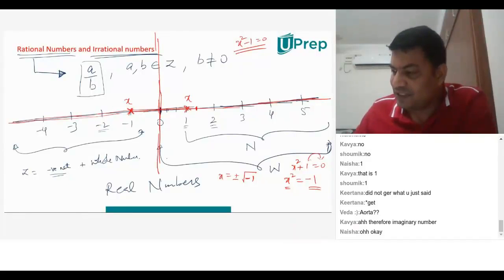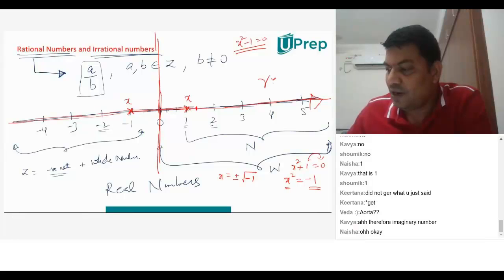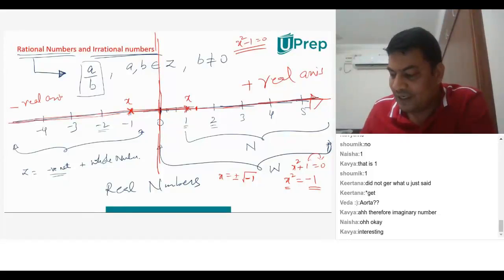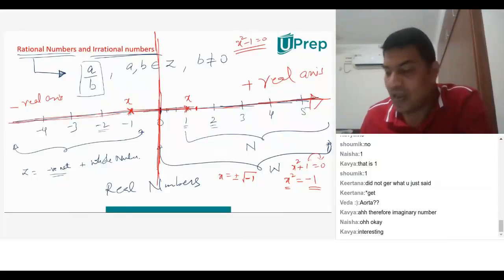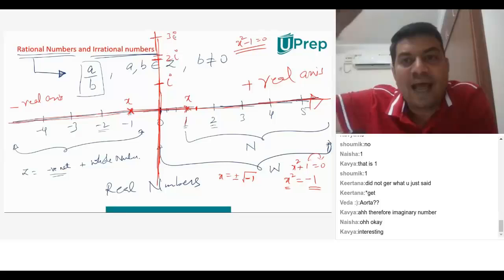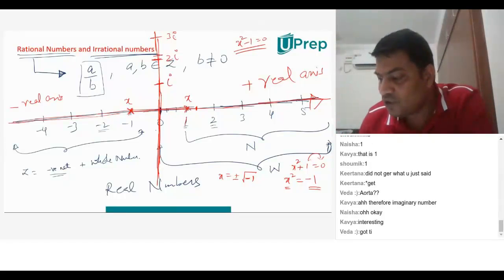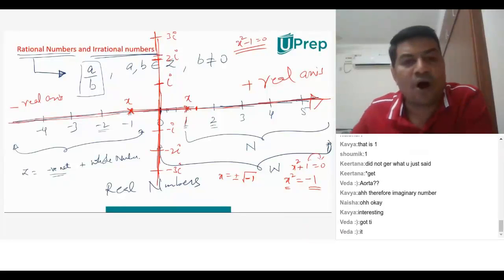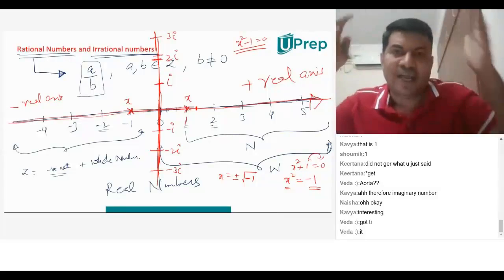I'm just defining this. If this is called the real axis, this is the positive real axis, and this is the negative real axis, on the negative side. What they did is they created an imaginary axis. Like 1, 2, 3 on this line, they created i, 2i, 3i, and so on, on the vertical line. And they created -i, -2i, -3i, and so on. So they have created what is called an imaginary axis.